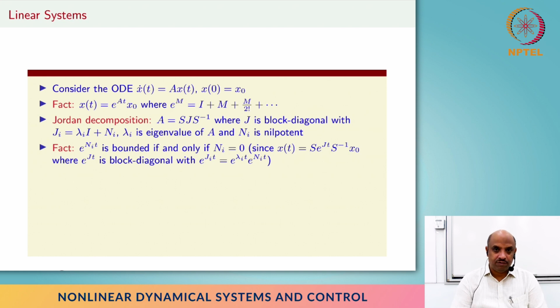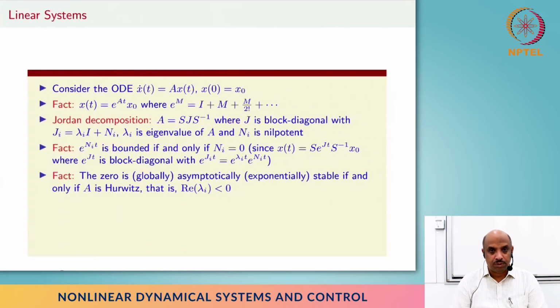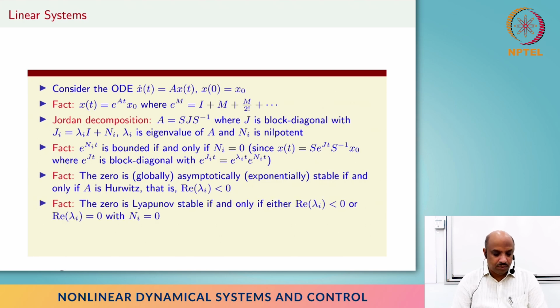So that's the villain: real part of lambda is 0 with n_i non-zero is going to give us unstable, unbounded behavior. Okay, so that's the summary that we can conclude purely out of understanding Jordan decomposition and this matrix exponential, and it is consistent with the notions of nonlinear stability, but much simpler, right? So it goes back again to roots and poles and zeros and things like that.